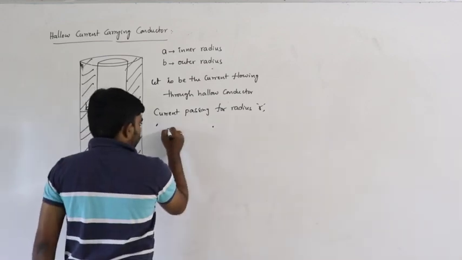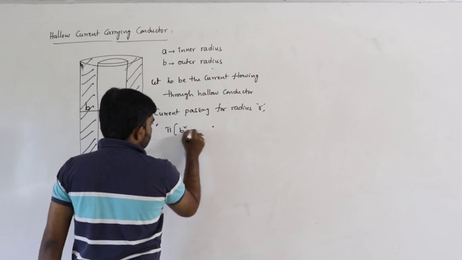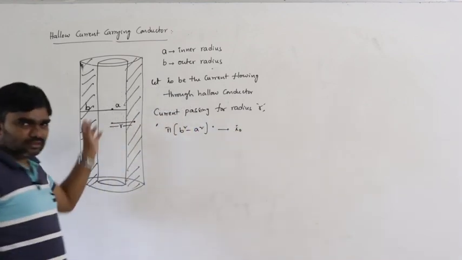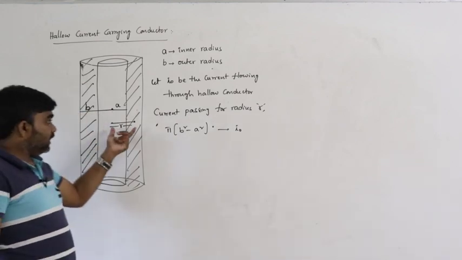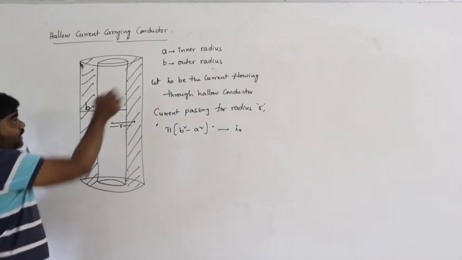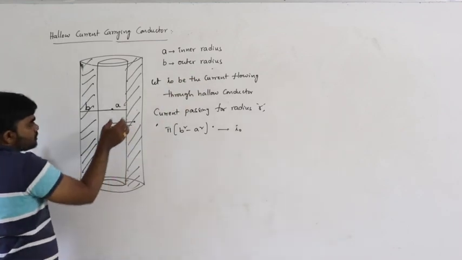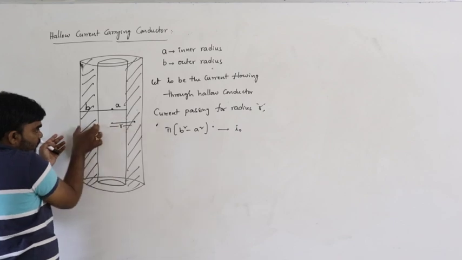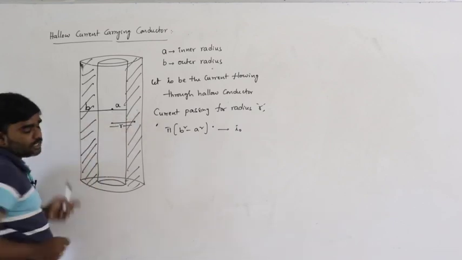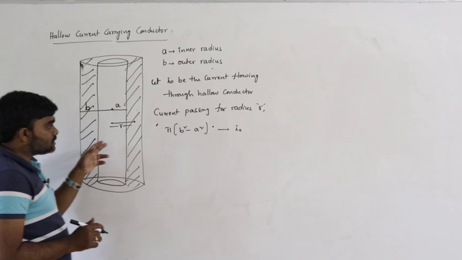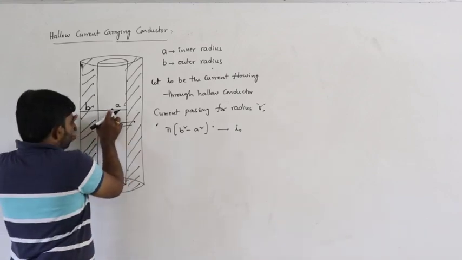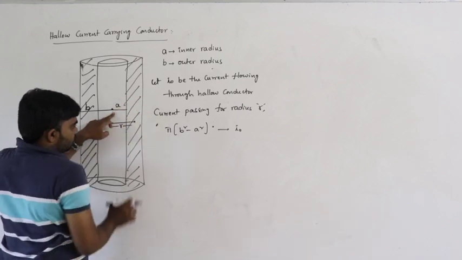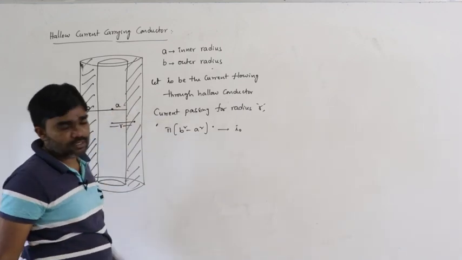See here, for pi into b square minus a square, the current passing is I naught. Here the length remains constant, but the area changes. I naught is the current that passes through this surface, total pi into b square minus a square. So what is that area? b square minus a square. Through this area the current is passing, that's why pi into b square minus a square.